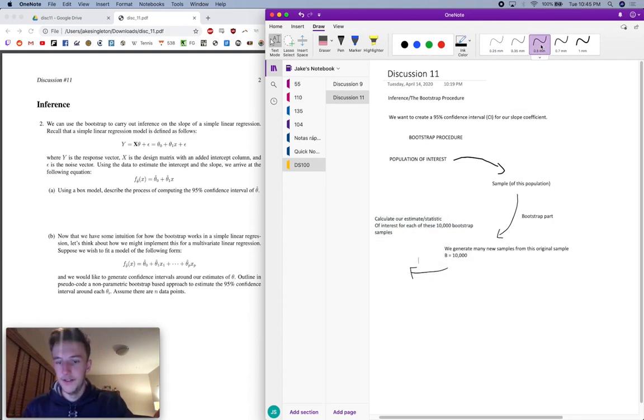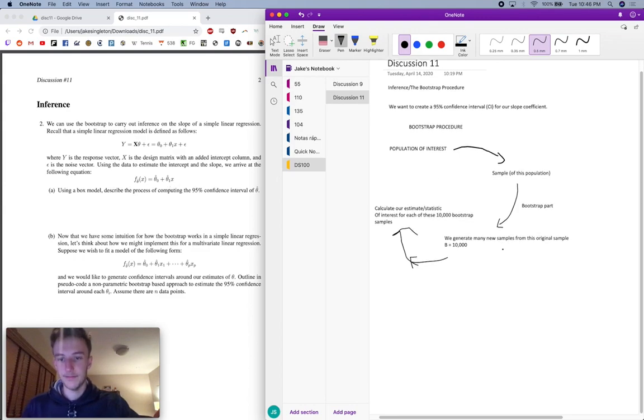So this arrow isn't exactly great, so we'll just draw it like that. We have these 10,000 bootstrap samples, and since we're interested in this slope coefficient, from our 10,000 new bootstrap samples we're going to calculate a slope coefficient. We'll end up with 10,000 new slope coefficients, and that is going to be how we generate our confidence interval. This is the general procedure.